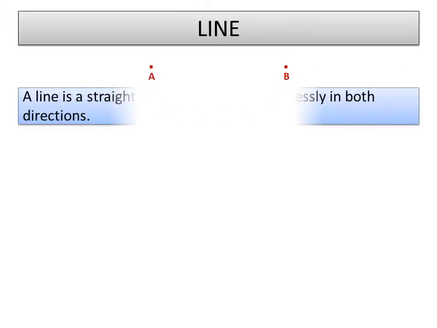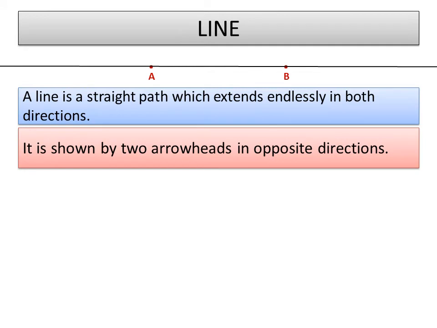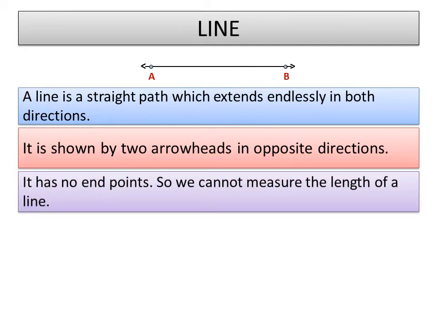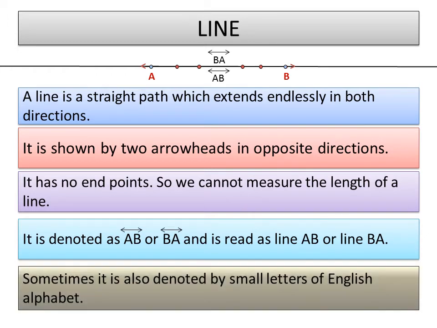Line. A line is a straight path which extends endlessly in both directions. It is shown by two arrowheads in opposite directions. It has no endpoints, so we cannot measure the length of a line. It is denoted as line AB or line BA, and it is read as line AB or line BA. Infinite number of points lie on the line. Sometimes it is also denoted by a small letter of the English alphabet.